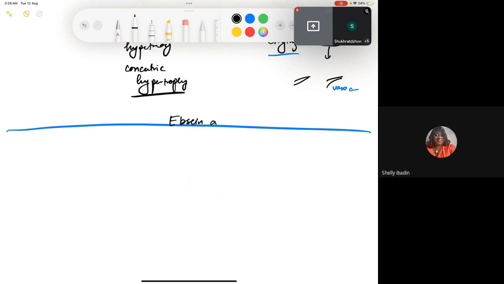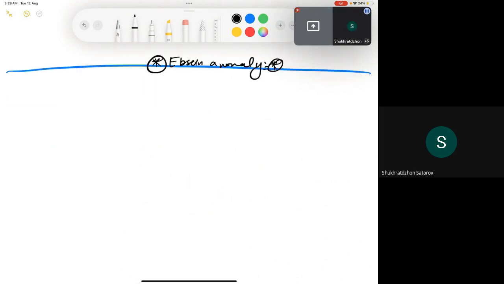Epstein anomaly. So what is Epstein anomaly? Is it tricuspid valve disease? It's a tricuspid valve disease. Okay, perfect. Associated with lithium exposure.